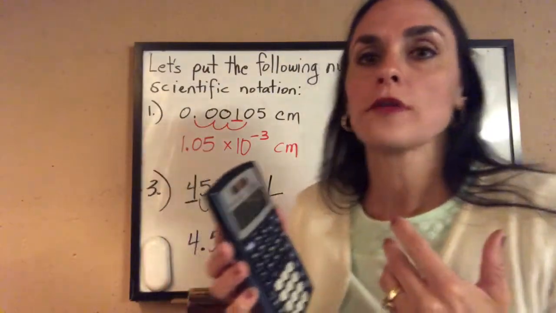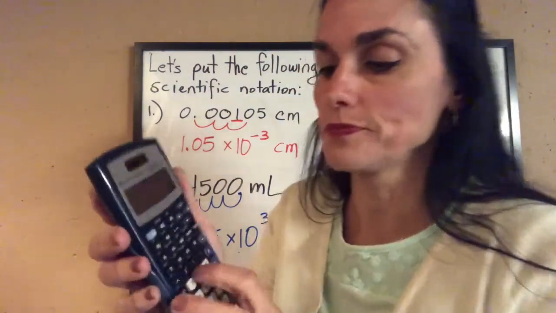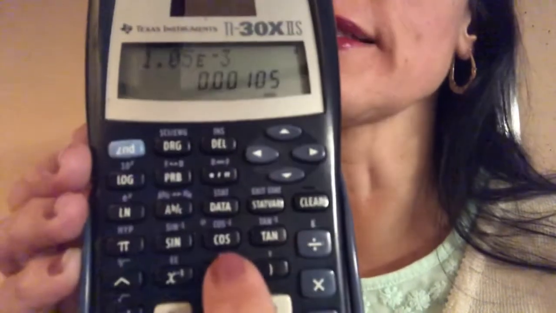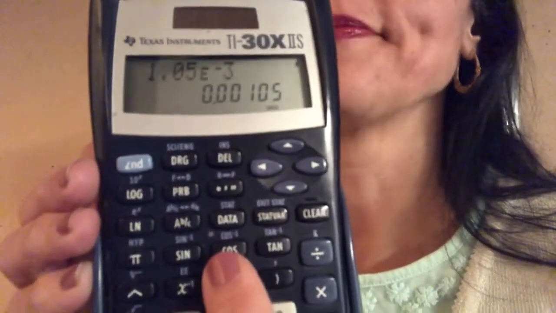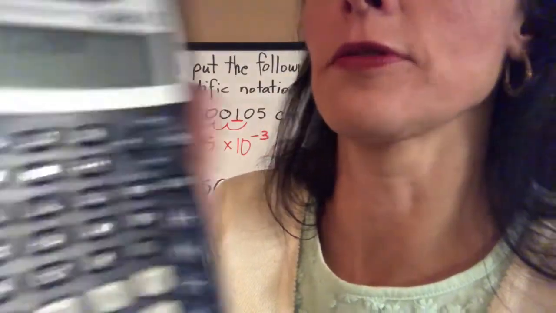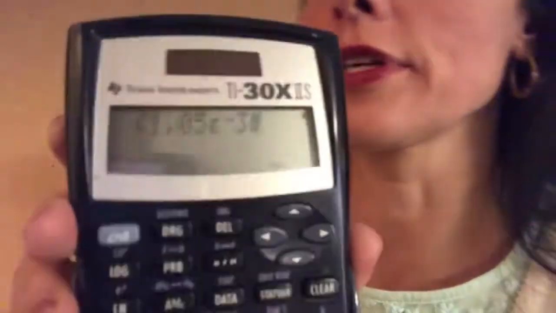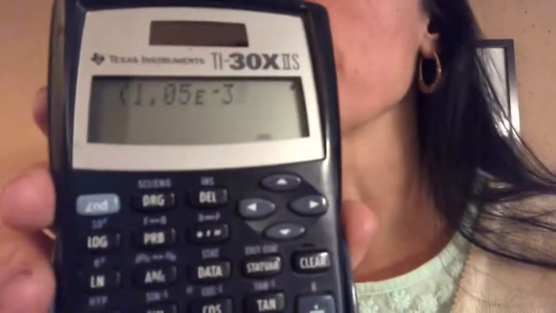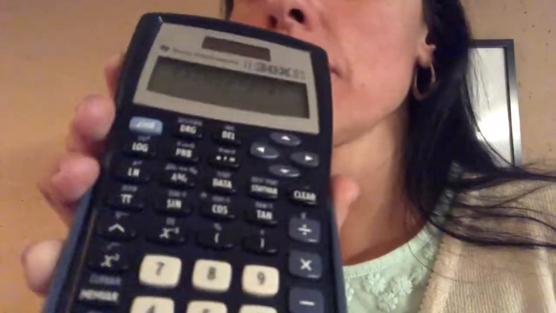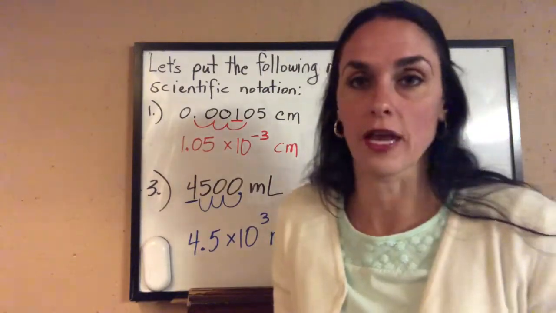When we start to do math problems with numbers in scientific notation, which we will, you want to put the number in parentheses. So for instance, open parenthesis, 1.05, second EE, negative third, and then close the parenthesis. Equals. Each calculator is a little bit different, so you want to make sure that you can do exponents on whatever calculator you have.